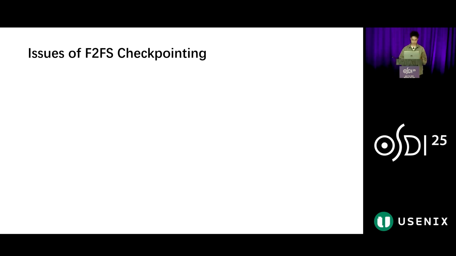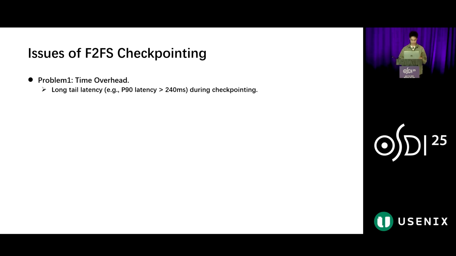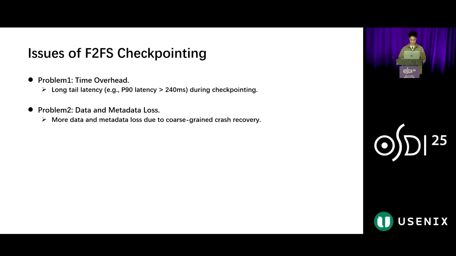Here I also summarize some issues of F2FS checkpointing. The first is the time overhead. For example, checkpointing can lead to long-tail latency. The 99th percentile latency can be larger than 240 milliseconds during checkpointing in our experiment. The second problem is that it can induce more data and metadata loss. This is because if the data and metadata are not checkpointed, they cannot be recovered. So F2FS checkpointing can only provide coarse-grained crash recovery.